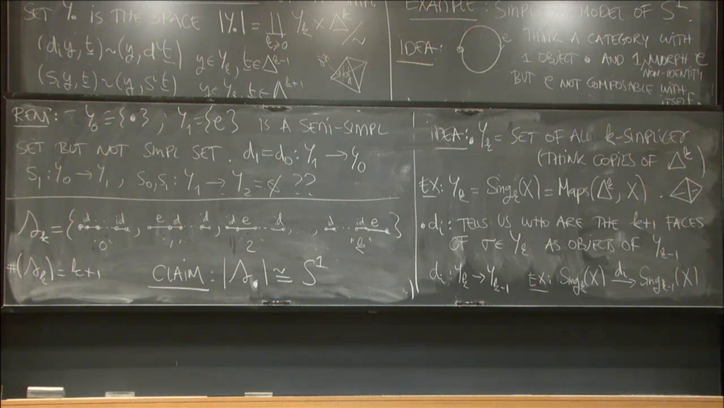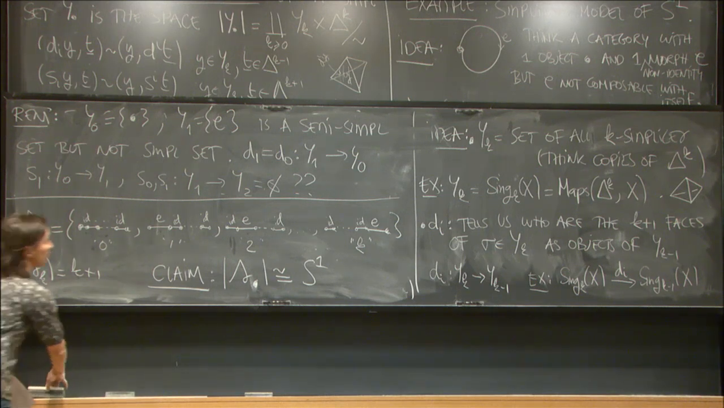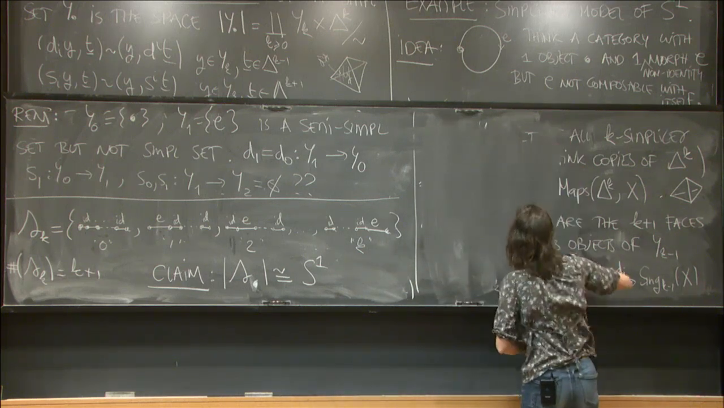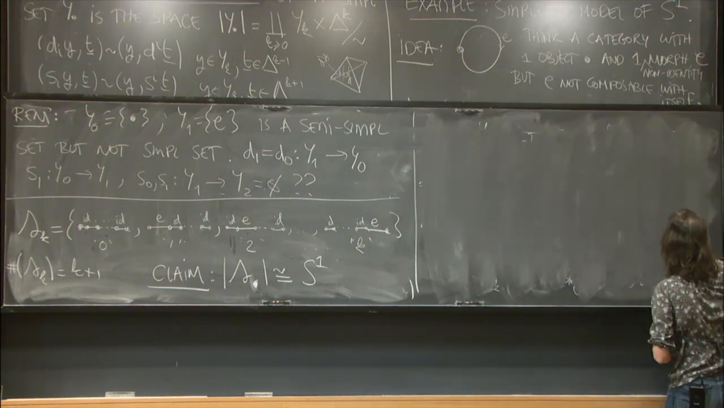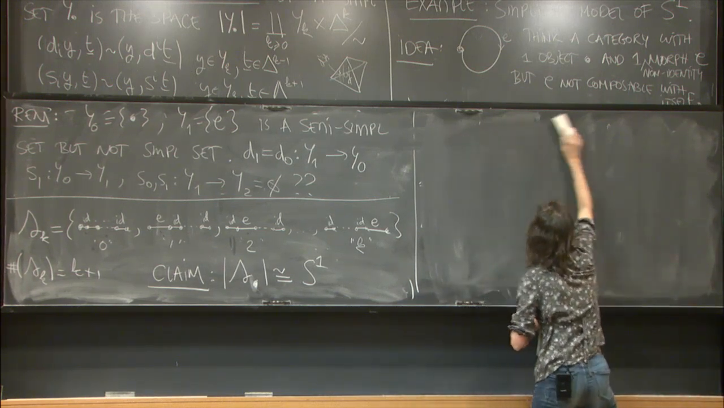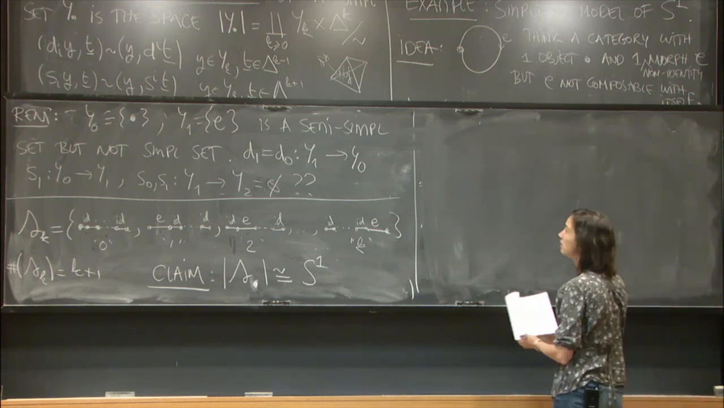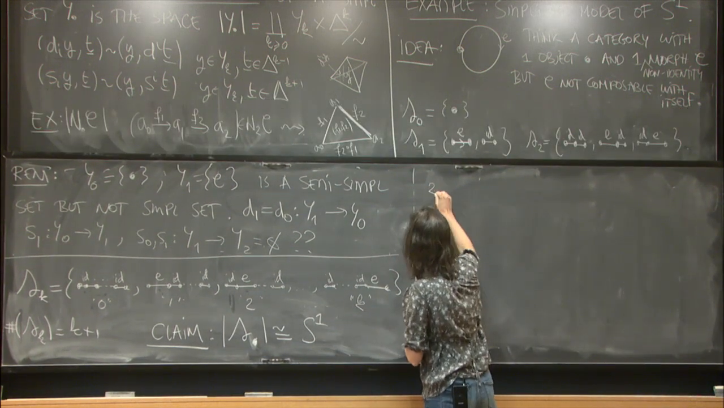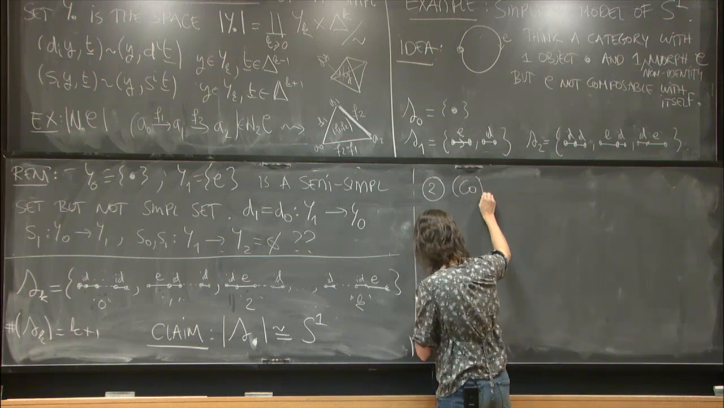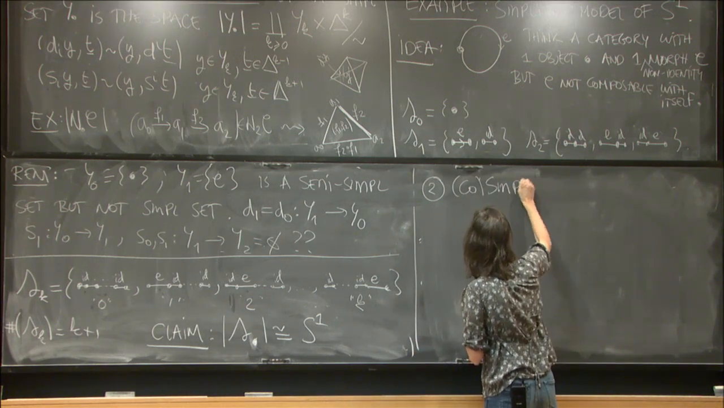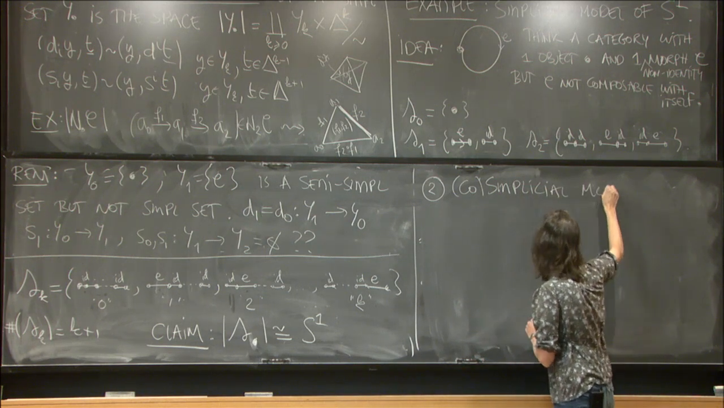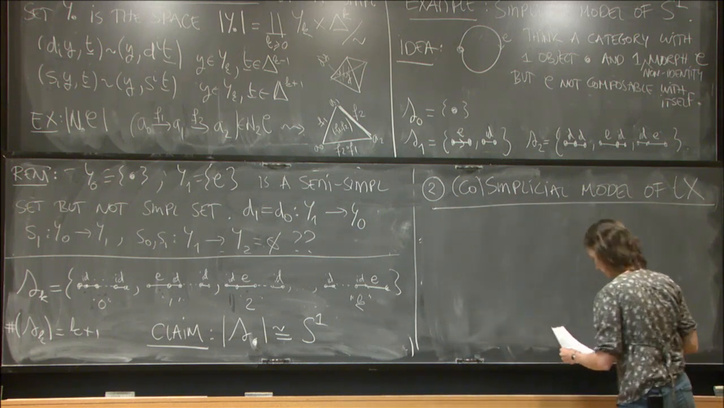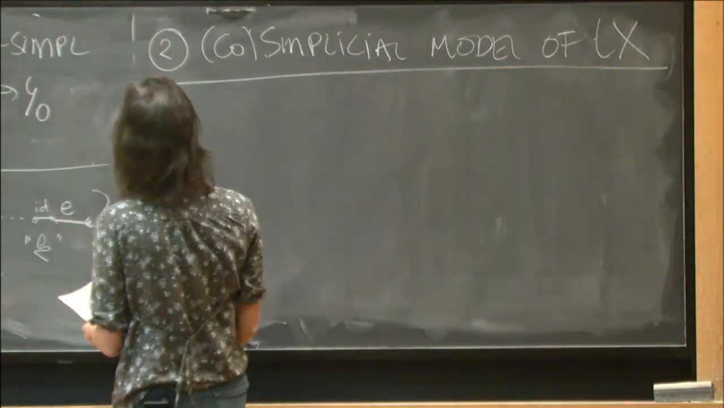Good. Fine. We have a model of the circle. So we are ready for the loop space. So back to the loop space. There should be a co here, which I didn't say. Simplicial. Of the loop space. So what was our? I need space.